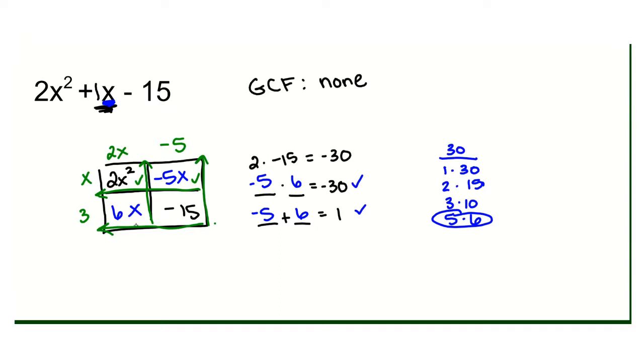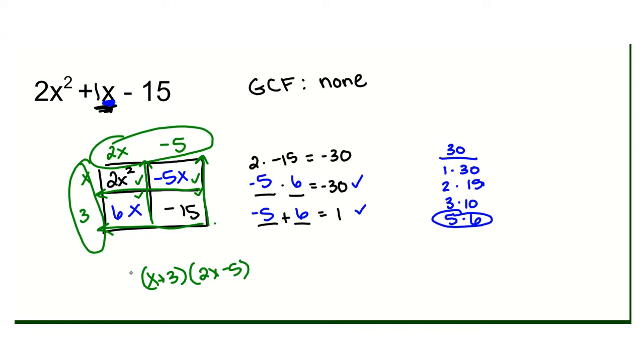3 times 2x is 6x. That works. 3 times negative 5 is negative 15. That works. So 2x squared plus x minus 15 in factored form is x plus 3 times 2x minus 5. Now if you wrote the factors in the opposite order, so if you wrote 2x minus 5 times x plus 3, that would also be a correct answer. Let's try another one.